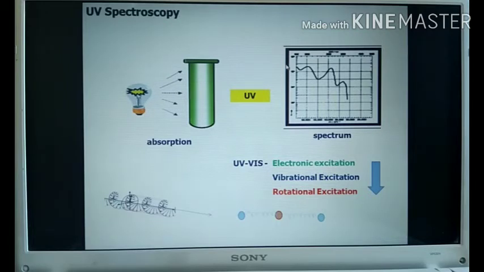Isn't it? So keep in mind that because of using UV visible radiation for irradiation of the molecule, it undergoes changes in the electronic energy level, and this is the graph which is also called a spectrum, and that is due to the changes in the electronic energy level. And the device is called a spectrophotometer. So this is the simple principle of UV visible spectroscopy.